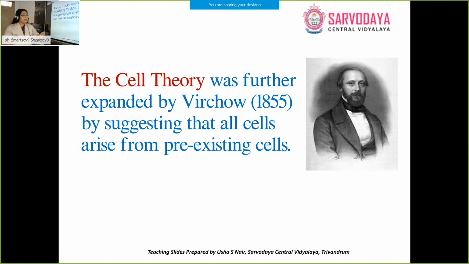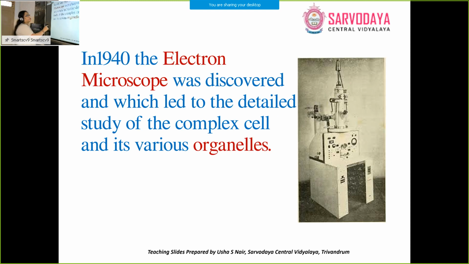You have to know that the cell theory was further expanded by Virchow in 1855, and you can see the scientist in the image over there. He suggested that all cells arise from pre-existing cells. I can see some of you noting it down. You can note it down. This makes the work easier when I say the scientist, the year and the discovery. We'll move forward. Here I just wanted to show that Robert Hooke had a simple magnifying glass, and in his time he had a microscope with very little magnification.